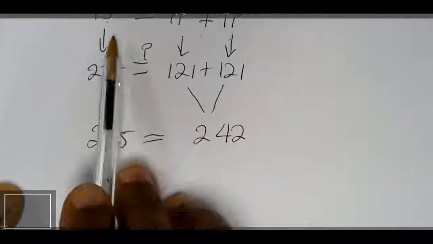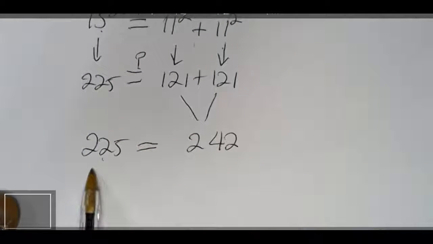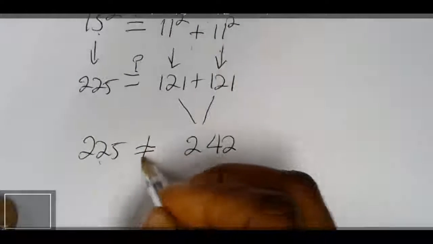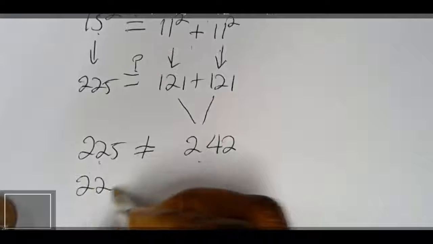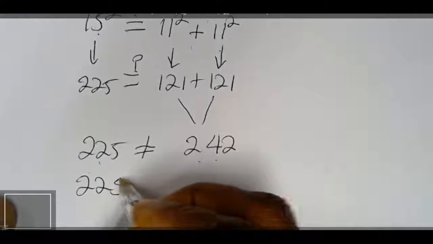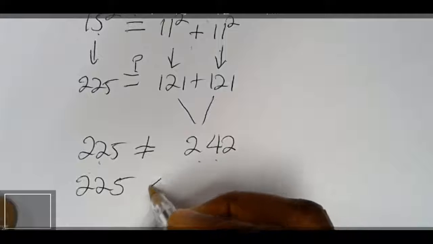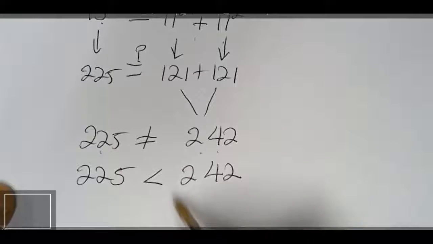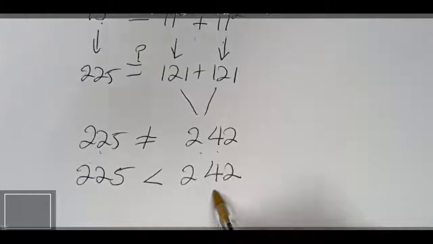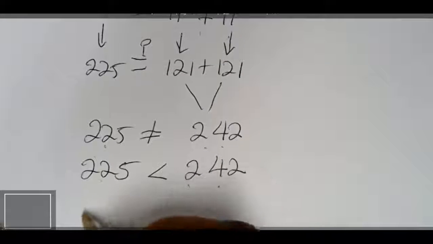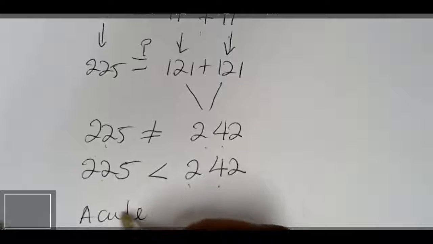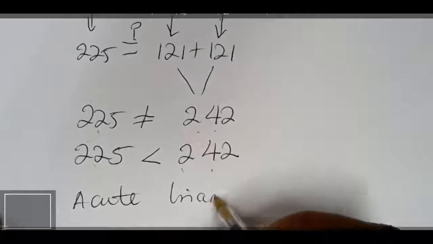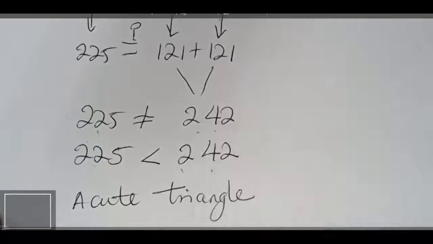So we notice here the hypotenuse squared is not equal. So it's not a right triangle. But the hypotenuse squared is less than the sum of the squares of the two legs. So if it is less, this is going to be acute. It is an acute triangle.